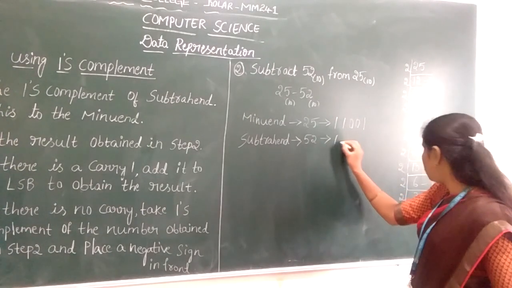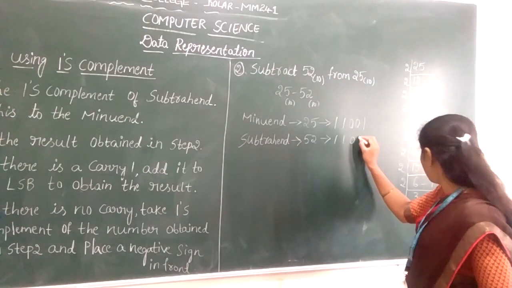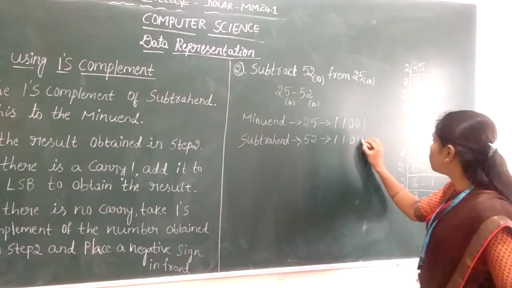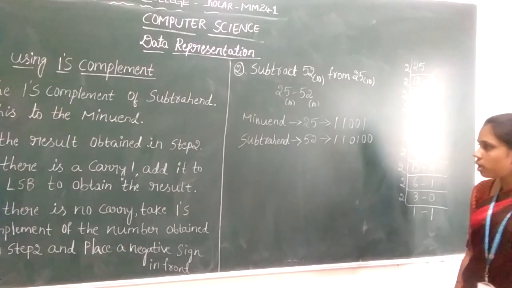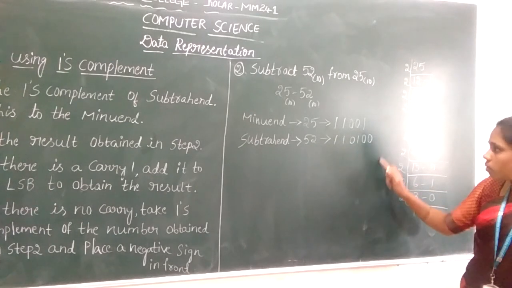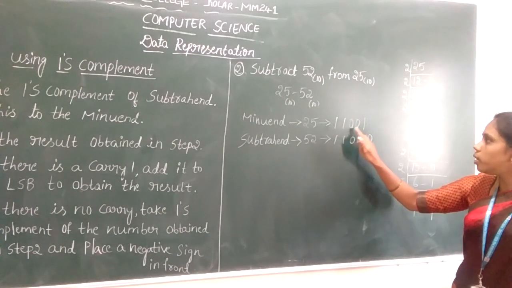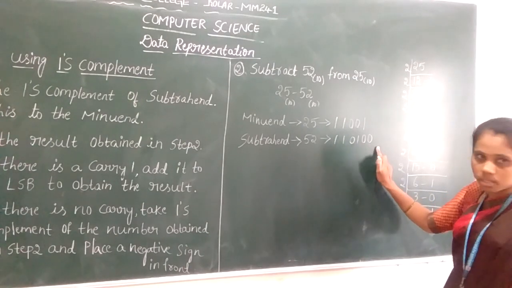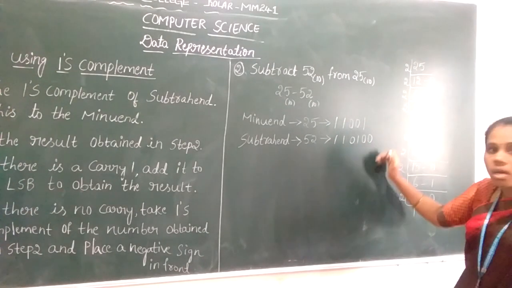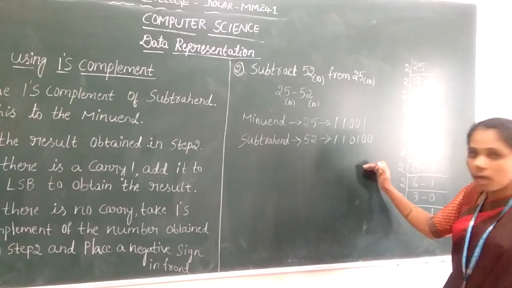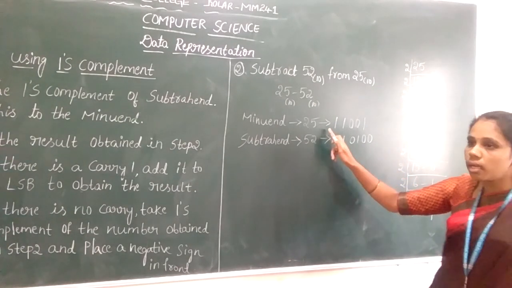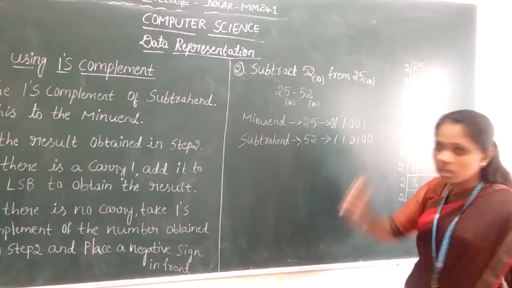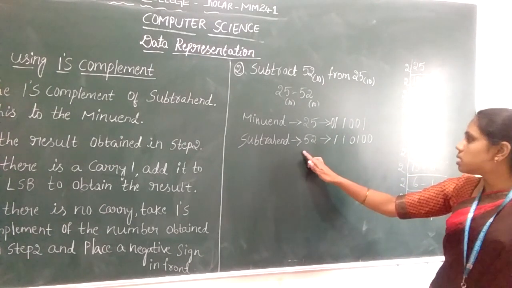That is 1 1 0 1 0 0. Now check whether the two digits are equal or not. Here we have 1 2 3 4 5 and here we have 1 2 3 4 5 6. When the digits are not matching, to have the same digits we can add 0 to the left side. So here you can add 0 at this place. Now this is the subtrahend.